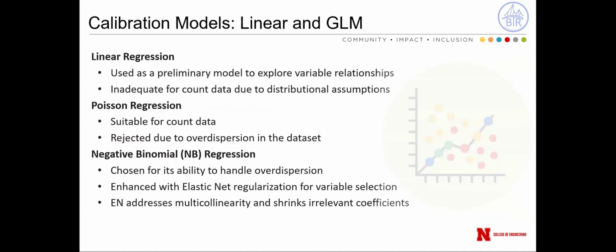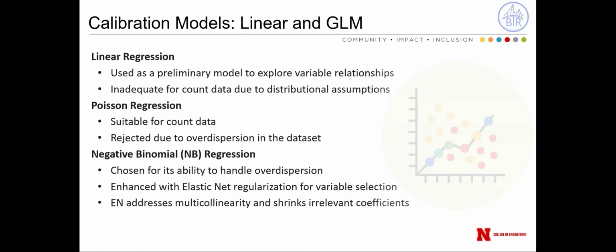So we started with basic statistical models as a baseline. Linear regression helped us explore variable relationships, but it was a poor fit for count data. So we moved to a Poisson regression, which is commonly used for counts, but it couldn't handle the overdispersion we found. So this led us to negative binomial regression, which is a more appropriate fit for overdispersed count data.